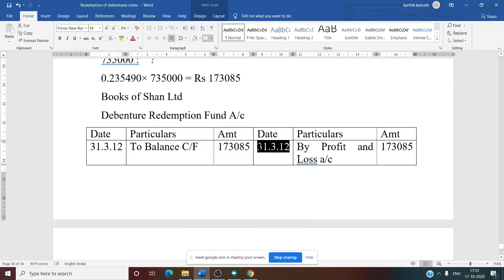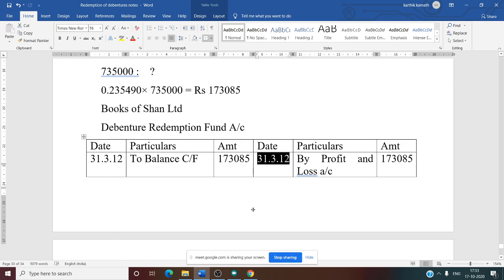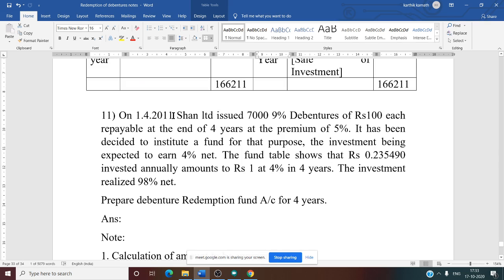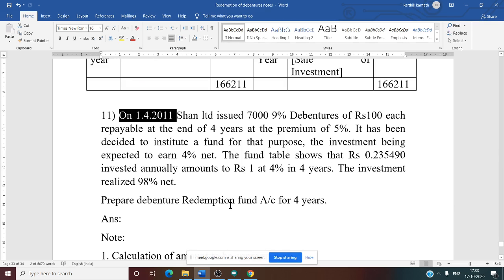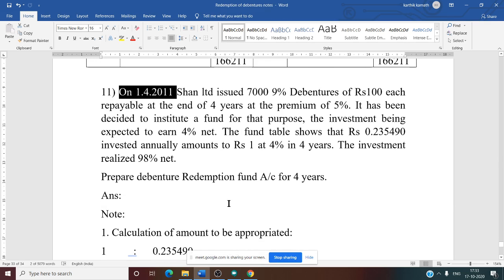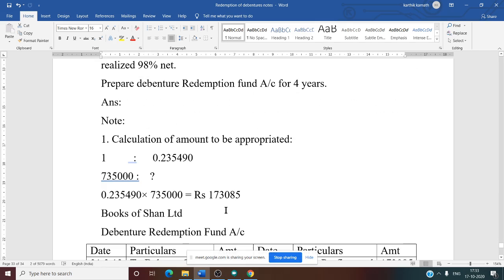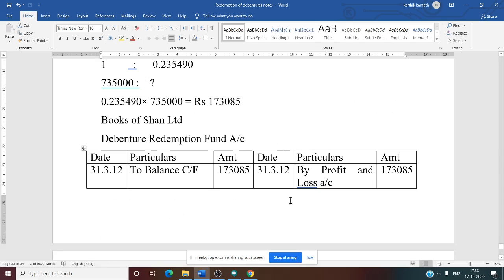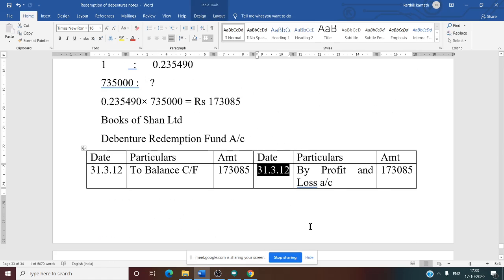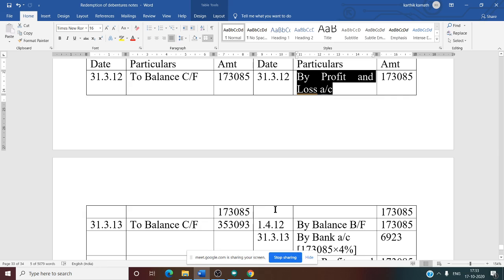And the date is important. Why have we written year end? Because what is the issue date? The issue date is 1/4/2011, and 1/4/2011 means the year 2011-12. So when does the year 2011-12 start? It starts from 1/4/2011 and ends on 31/3/2012. So that is actually a financial year. That is why at the end of the year the amount is kept aside. So the date is at the end. Okay, so now the second year.